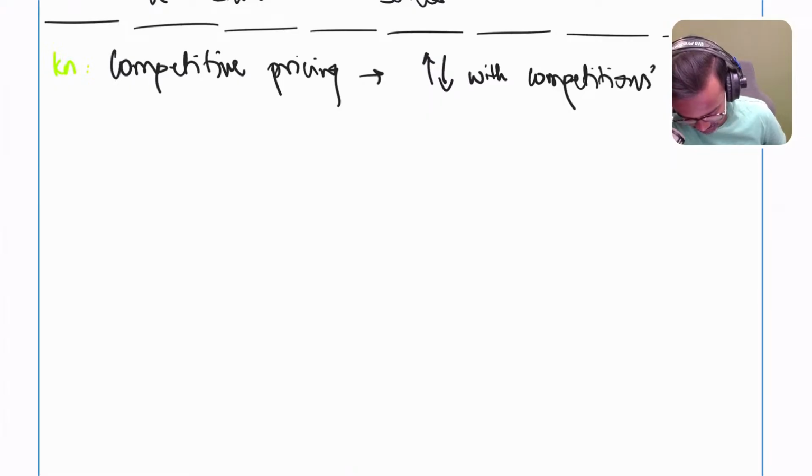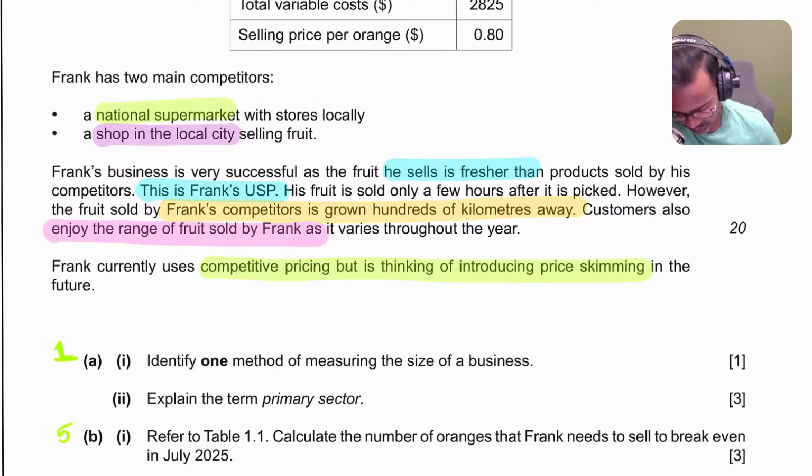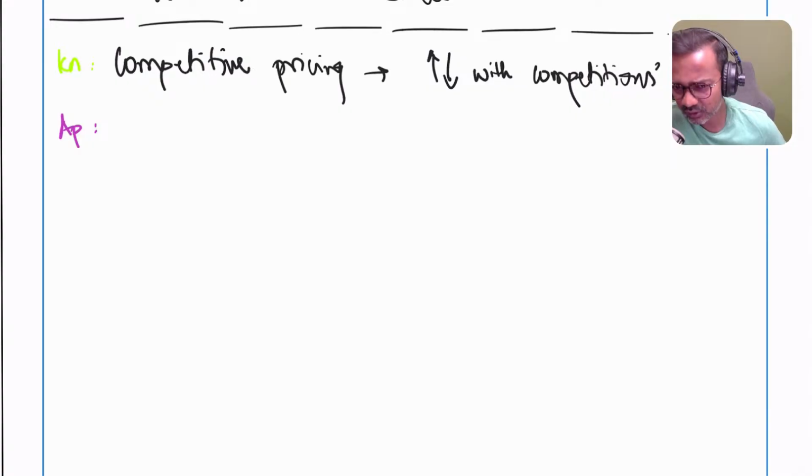So the application of it for competitive prices, we know that since you are comparing it to the competition, you'll have to discuss the competition in its application. And again, if I can take you to the case study, they told us that they have two main competitors. There's a national supermarket and there's a local city shop. So mentioning these, that there's a lot of competition, and with things like fruit and groceries, people always want the best price, right? Consumers are always looking for the best price. So I want to use that situation here.